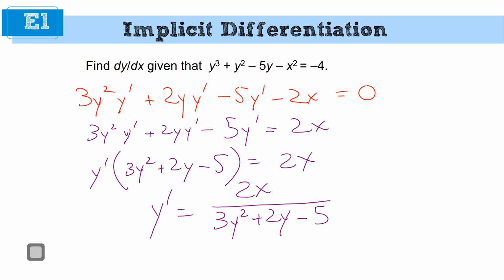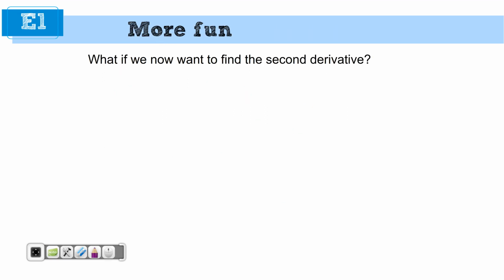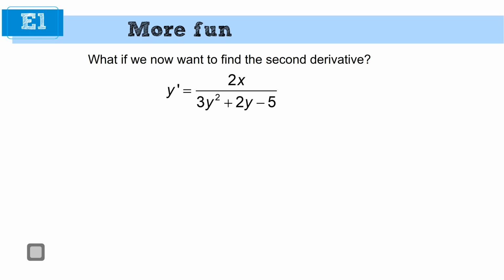Let's take a second derivative. Oh yeah, we're going to. The reason the second derivative is so much fun is because it's going to incorporate a couple of those things. It's going to incorporate a quotient rule. It's going to incorporate some pain and suffering. It's going to be fun. Okay?